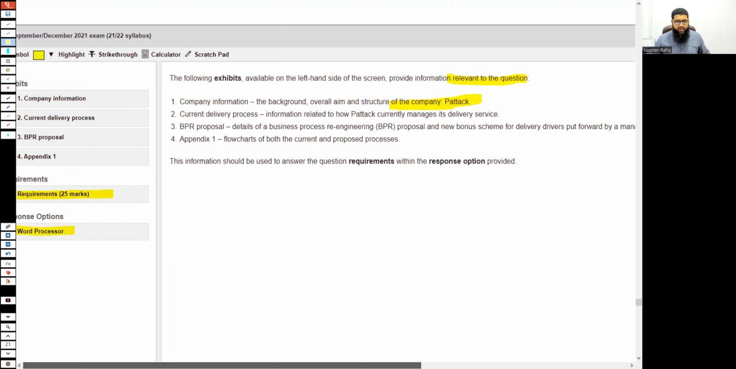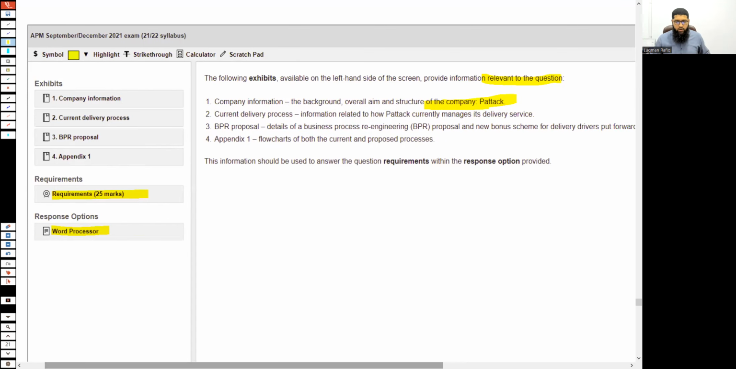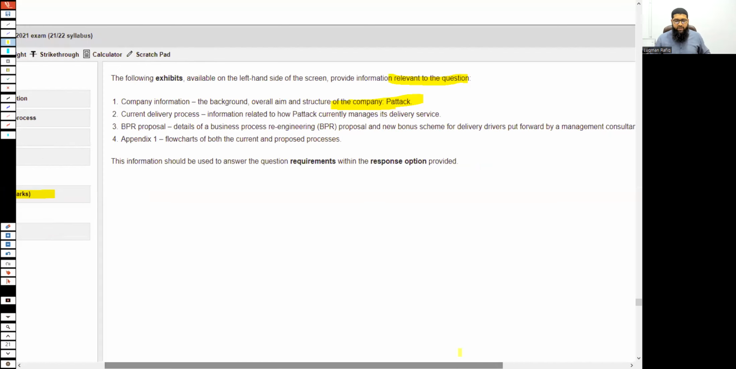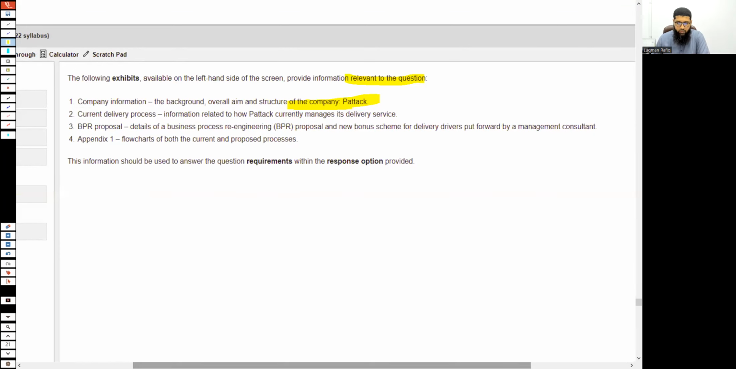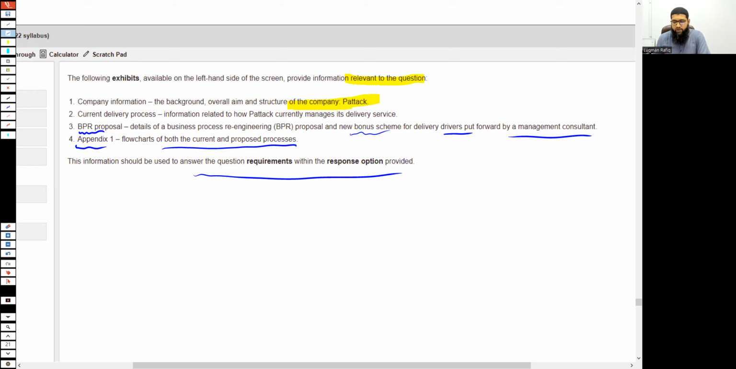Now, what next is there? Try to understand this. The company information is the background, the overall aim and structure of the company. Current delivery process is information related to how Patek currently manages its delivery service. BPR proposal, BPR being the business process reengineering proposal, and a new bonus scheme for delivery drivers put forward by the management consultant. Appendix 1 is flowcharts of both current and proposed processes. Information should be used to answer the question requirement.